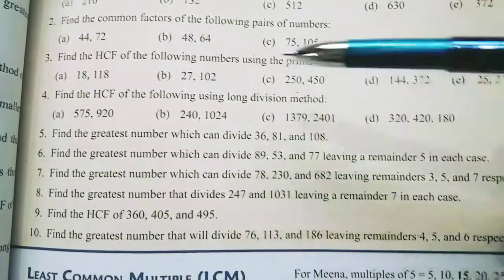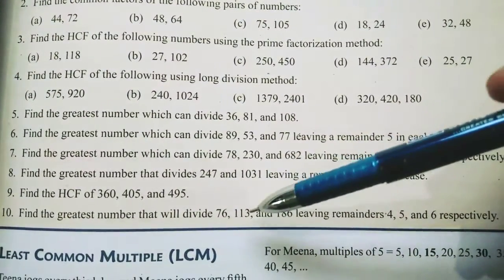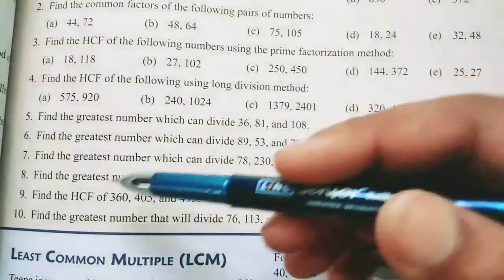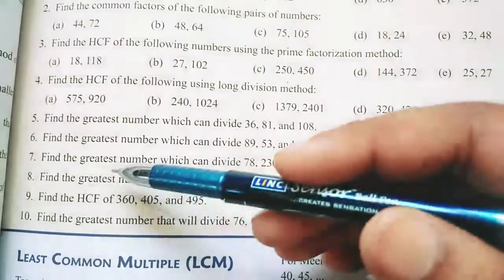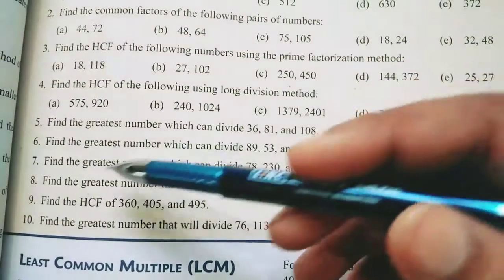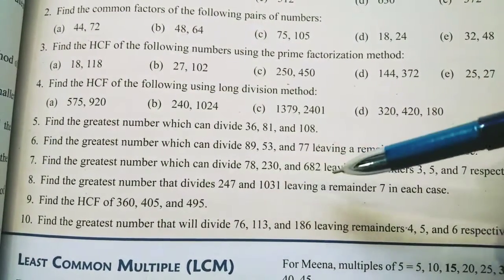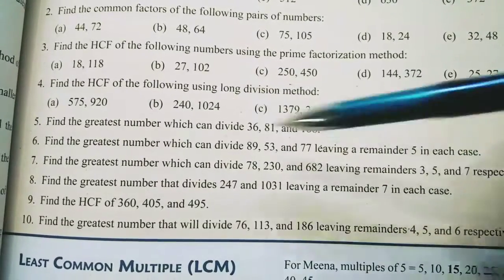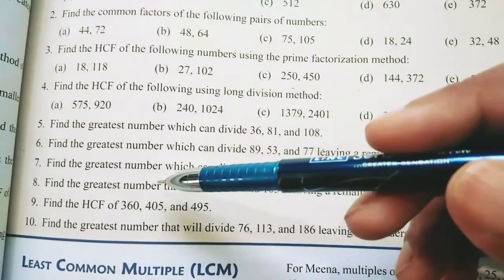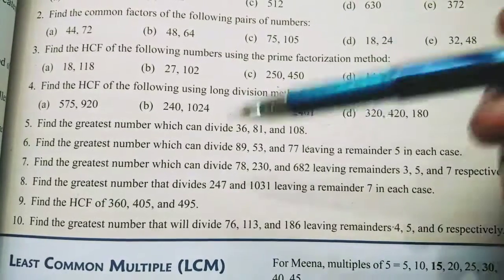Question number 10: find the greatest number that will divide 76, 113, 186, leaving remainders 4, 5 and 6. That means question number 10 is the same as question number 7. And question number 8: find the greatest number that divides 247 and 1031, leaving a remainder 7 in each case. This is the same as question number 6. So questions 8, 9 and 10 are your homework. Because all are the same type of question, you try them yourself at home.